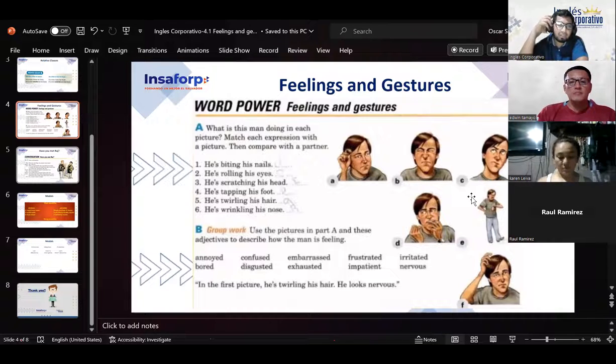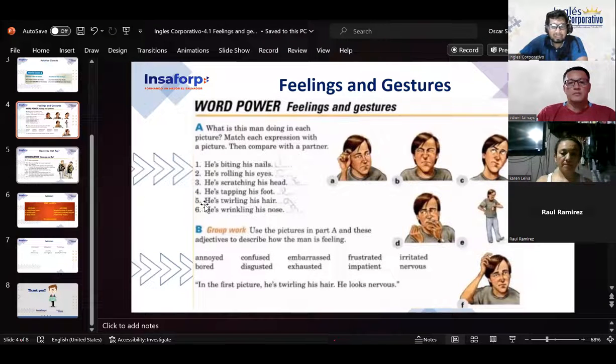Then we have twirling your hair. When you're twirling your hair, this is very tough for most men. This is something that you do when you feel embarrassed or when you're confused, you know, like, what should I do next? What am I doing here? So you're twirling your hair. All right.